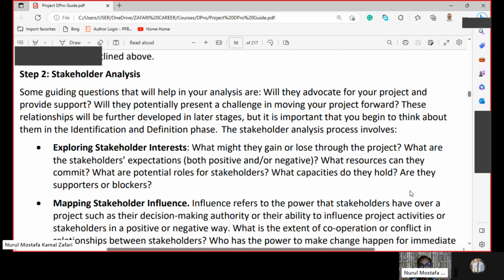Step 2, stakeholder analysis. Some guiding questions that will help in your analysis are: will they advocate for your project and provide support? Will they potentially present a challenge in moving your project forward? These relationships will be further developed in later stages, but it is important that you begin to think about them in the identification and definition phase. So we'll talk about stakeholder analysis, step 2, in the next session.